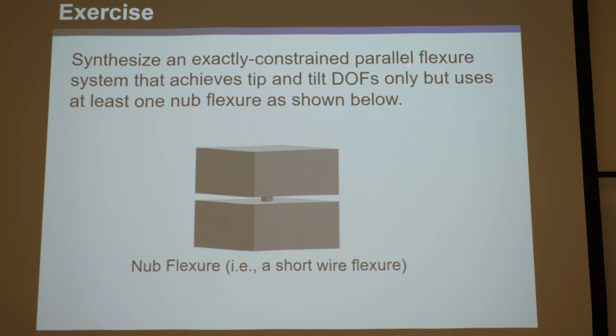Let's synthesize an exactly constrained parallel flexure system that achieves tip and tilt degrees of freedom only, but uses at least one nub flexure as shown below. That's the nub flexure. By the way, you're now prepared to understand the highest definition of what a parallel system is. A parallel flexure system consists of two rigid bodies connected directly to each other by parallel elements. And this is where a lot of people disagree with me. I see lots of flexure systems where they have serial elements arranged in parallel and just two rigid bodies, and they say, oh, that's a parallel system. And it's like, well, you might think it is, but FACT won't work if you call it such.